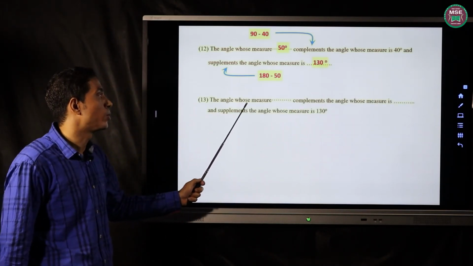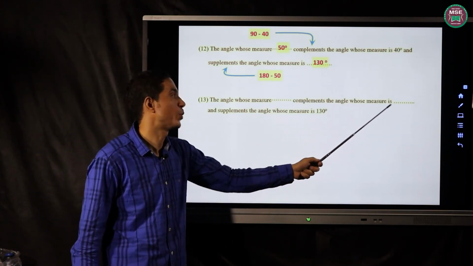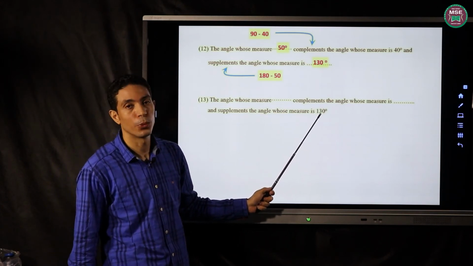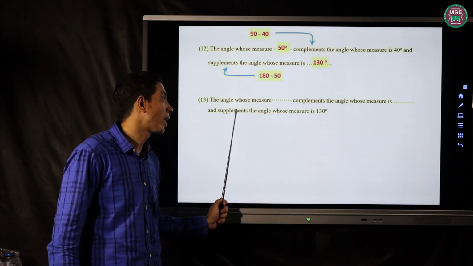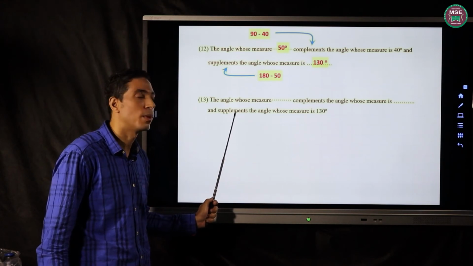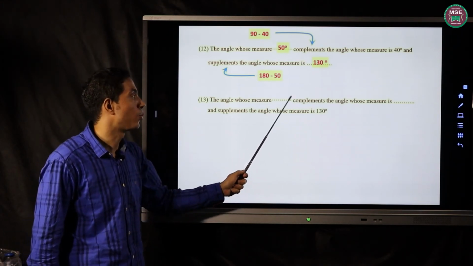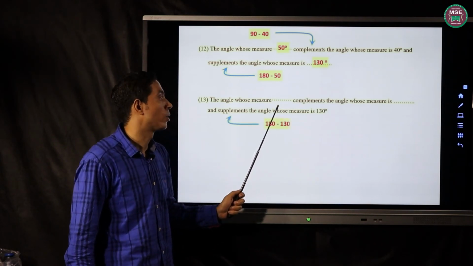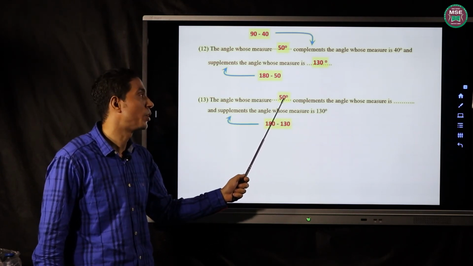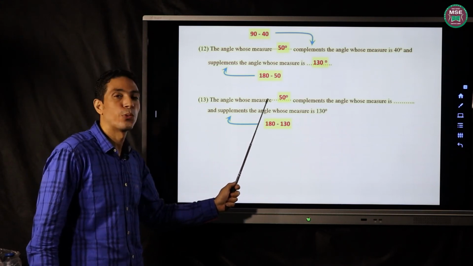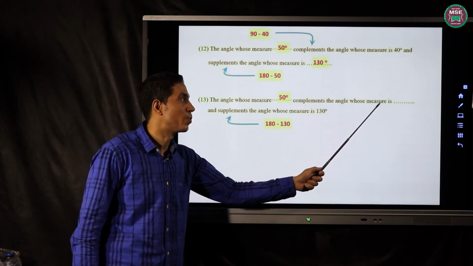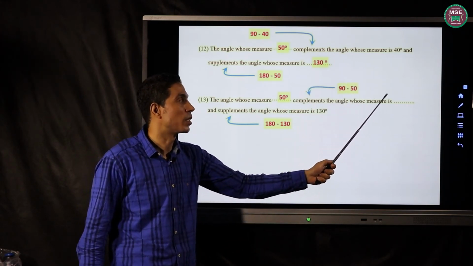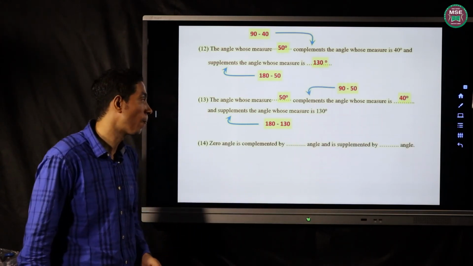Number 13, the angle whose measure is supplementary to the angle of 130 degrees, and then complementary to another angle. We have the supplementary angle of this angle. Two supplementary angles equal 180, so to find this angle we subtract 130 from 180. 180 minus 130 equals 50 degrees. Then the complement of the 50 degree angle: we subtract 50 from 90. 90 minus 50 equals 40 degrees.